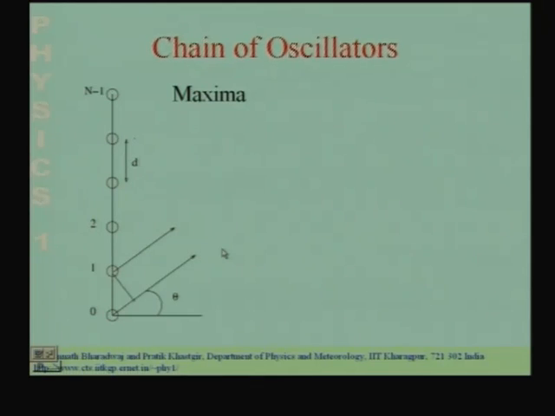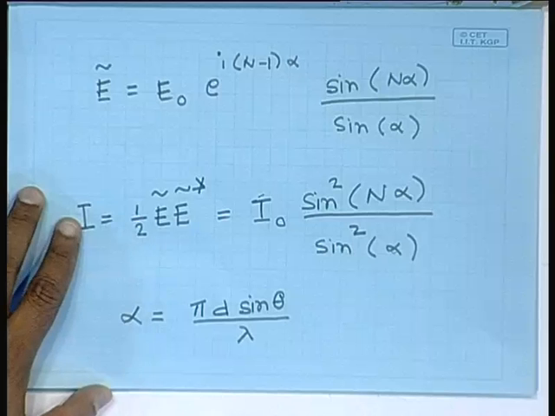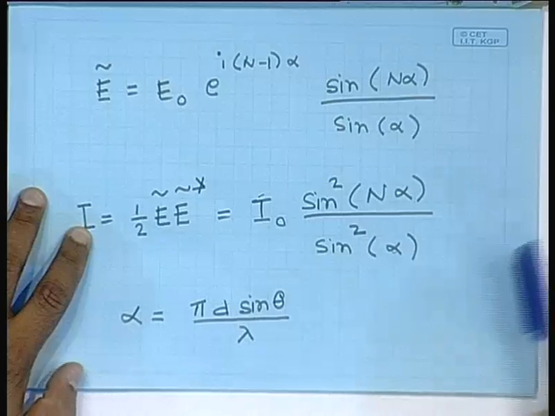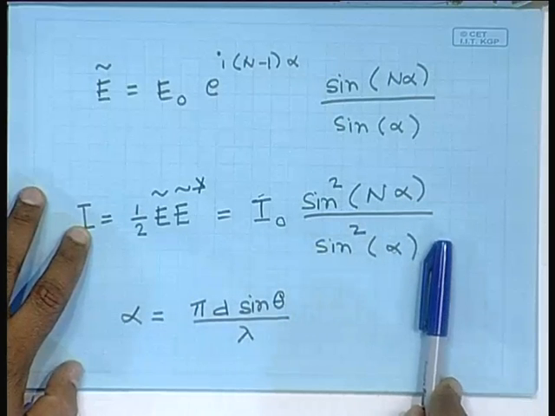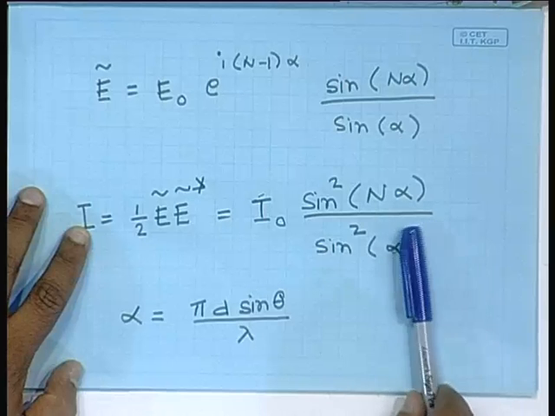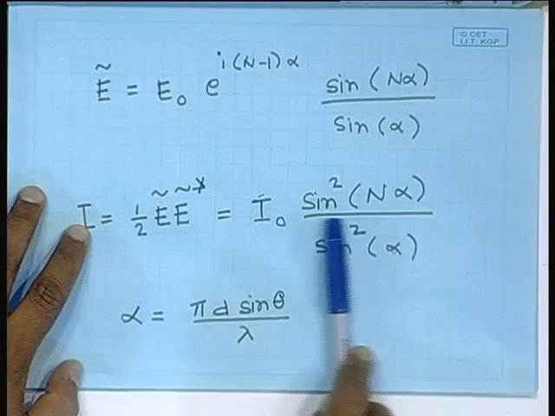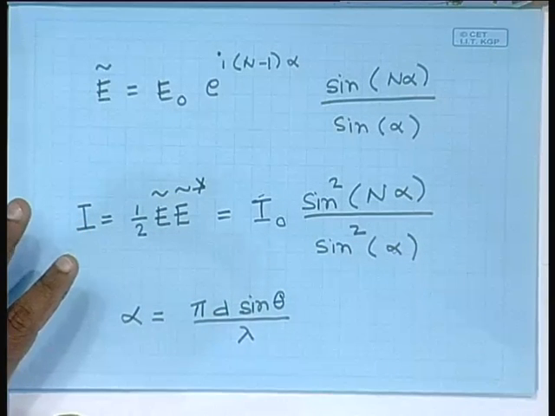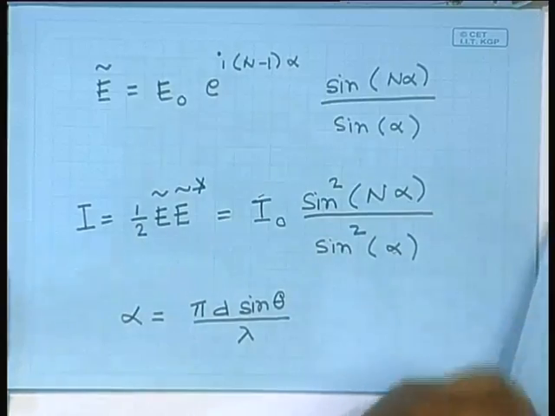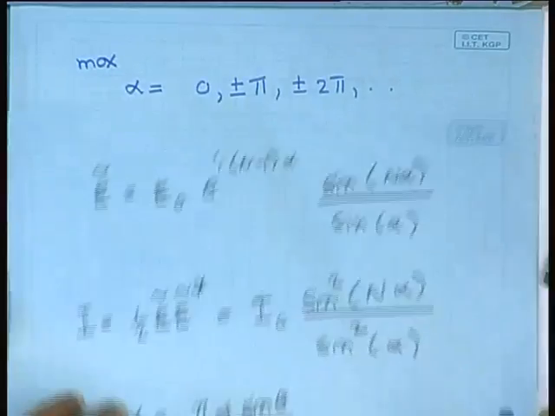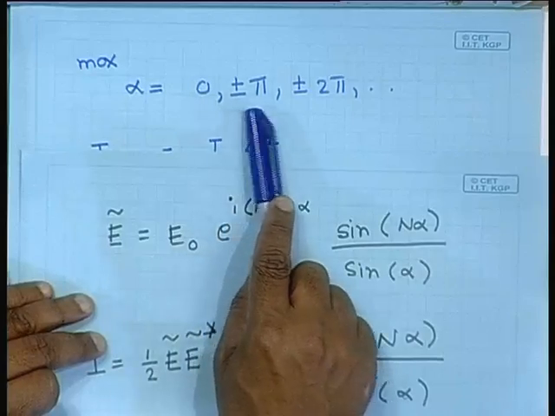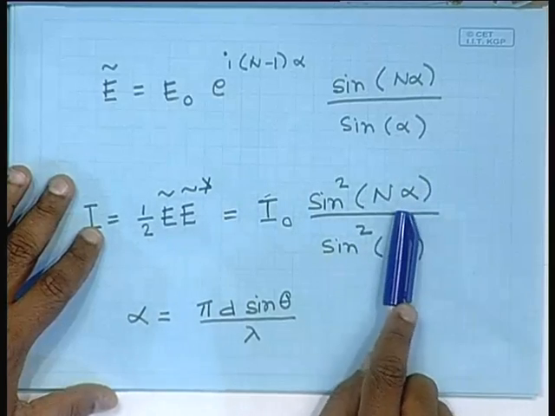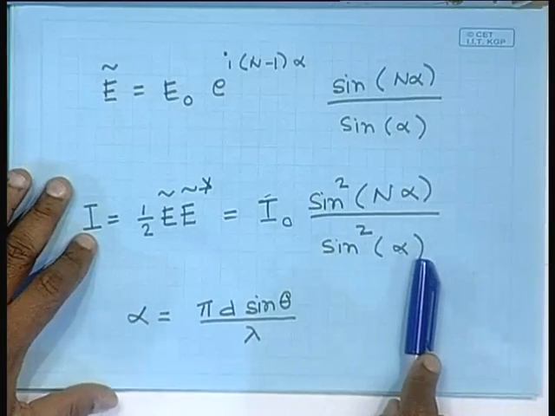And what we find is that the intensity is going to have maximum value whenever the denominator becomes 0. Now, it is ensured that whenever the denominator becomes 0, the numerator is also 0, because the denominator becomes 0 whenever alpha is a multiple of pi, that is alpha 0, plus minus pi, 2 pi, etc. It is guaranteed that the numerator also vanishes, and this has a value n squared. These are the maxima of this intensity.